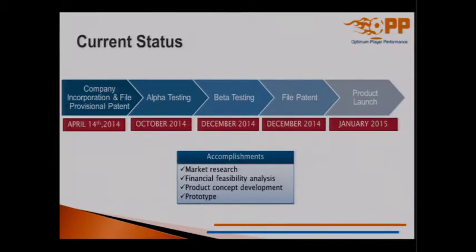So where we are now, we have done all our homework. We have done the market research, the feasibility analysis, and the product concept. We have also built the first prototype. Next week, we're going to file for a provisional patent and incorporate the company. By January 2015, we're going to launch the full version of the product.